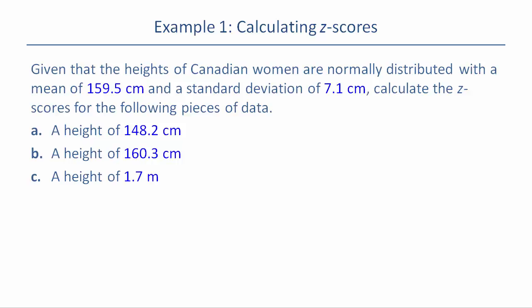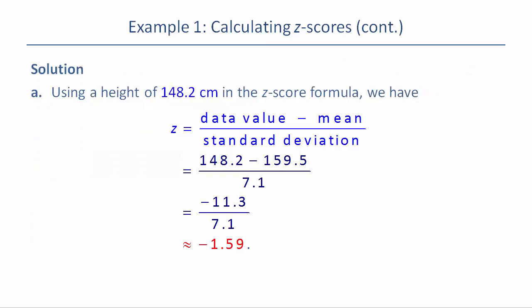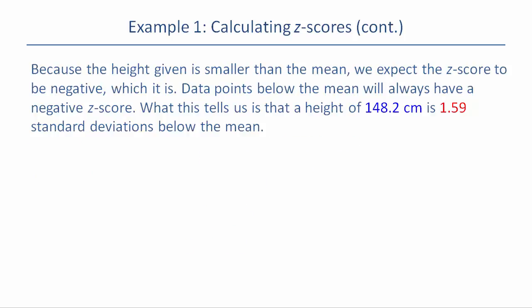Okay, so how do we calculate some simple z-scores? Well, it's very easy. We just use the formula: data value minus mean, divided by standard deviation. So we always need to know the mean, right? We need to know the standard deviation, and then we can calculate z-scores of anything. So it's just a matter of throwing those things into the formula and doing the math: negative 1.59 for the first.